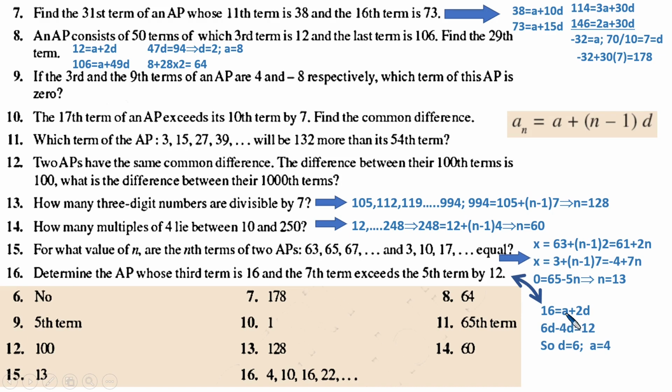So again you have two unknowns a and d, and two equations, so you can find a and d. Here 6d minus 4d is 2d, so d is equal to 6. Once d is equal to 6, you put it in a plus 2d equal to 16, so a has to be 4. So these are very simple. The answers are given here.